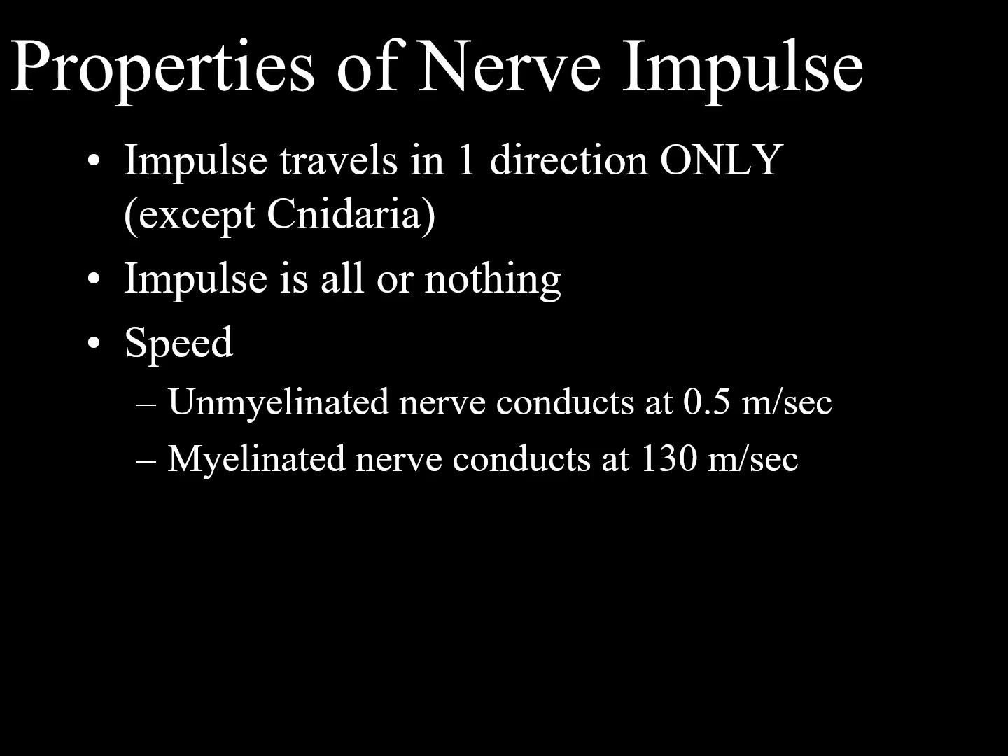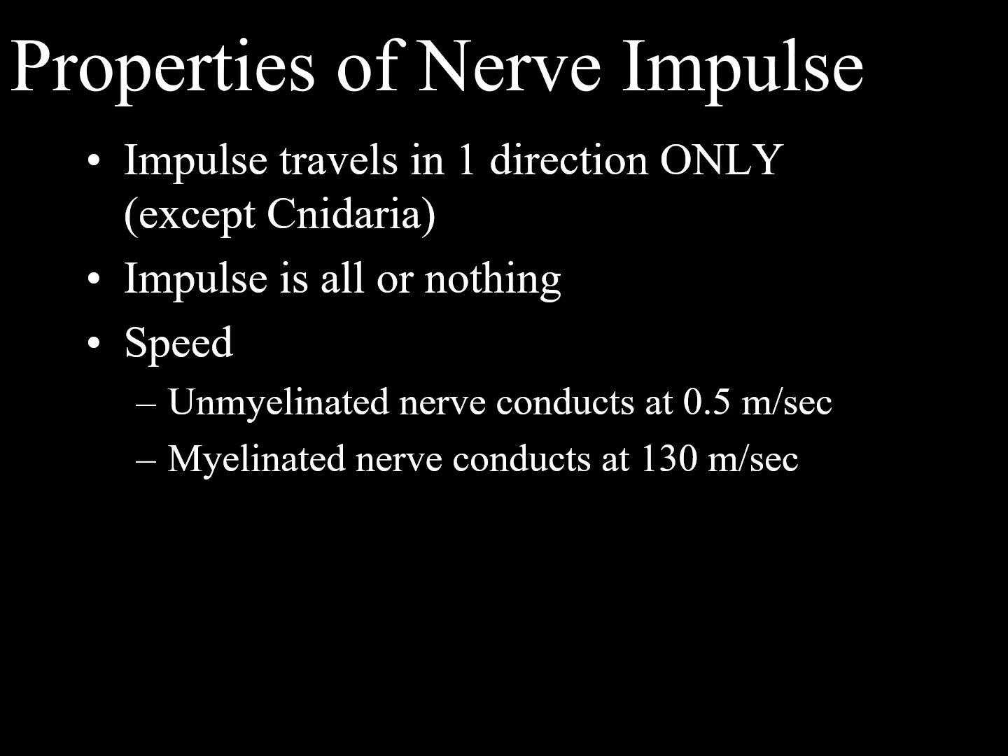So in everything else that has neurons, each neuron can only send an action potential in one direction, from the dendrites to the nerve cell body, and then down the axon to the axon terminals at the far end of the axon. So these nerve impulses are all or nothing. Like I said, there's no such thing as a strong nerve impulse or a strong action potential or a weak one. It either happens or it doesn't. All the action potentials are the same.